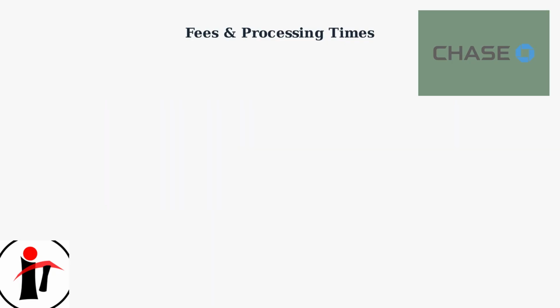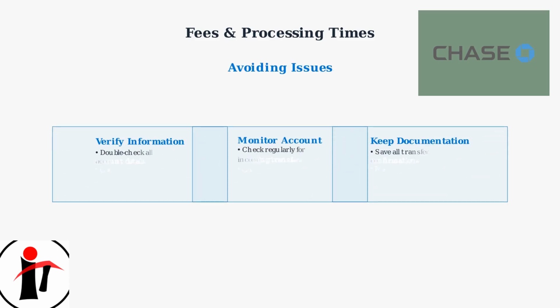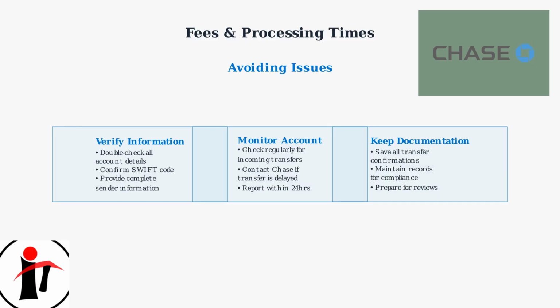To avoid issues and ensure smooth processing, follow these essential best practices. Always verify all account information with your sender to prevent delays. Monitor your account regularly for incoming transfers and contact Chase within 24 hours if an expected transfer doesn't arrive. Finally, keep all documentation for compliance and tax purposes.